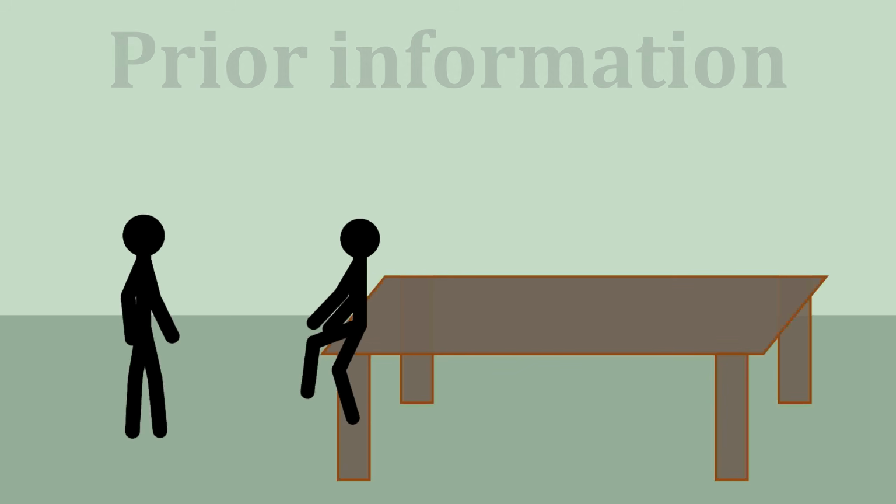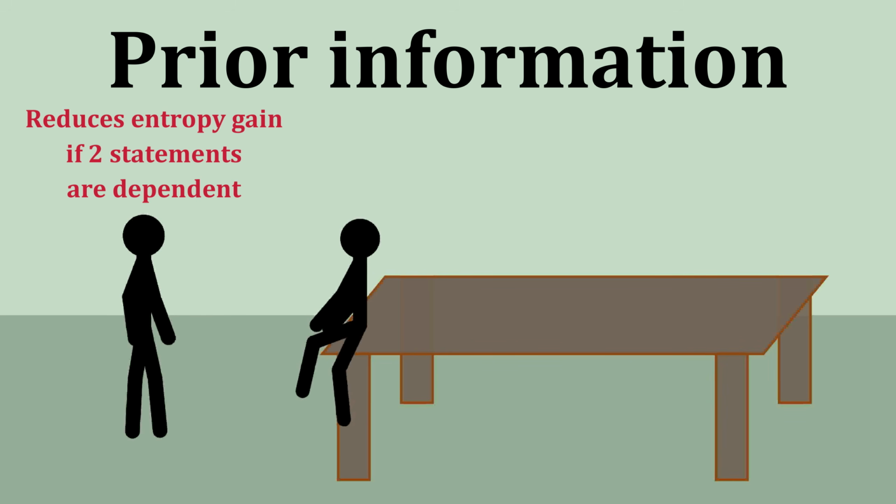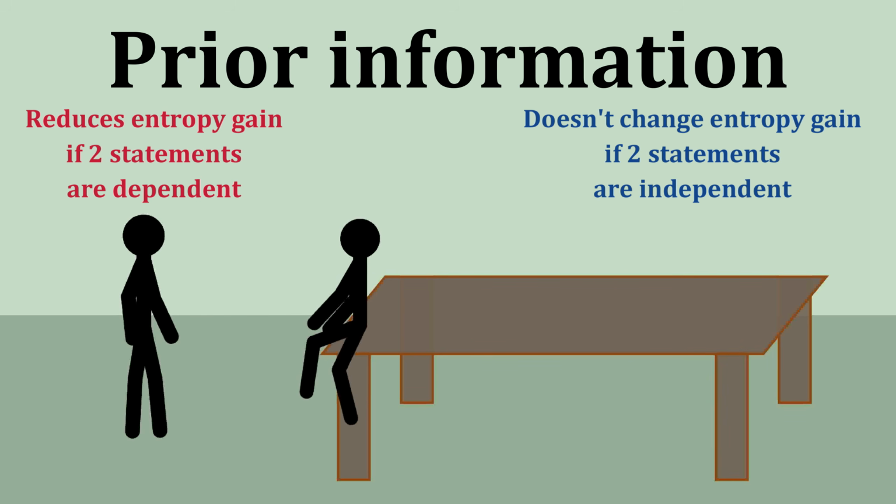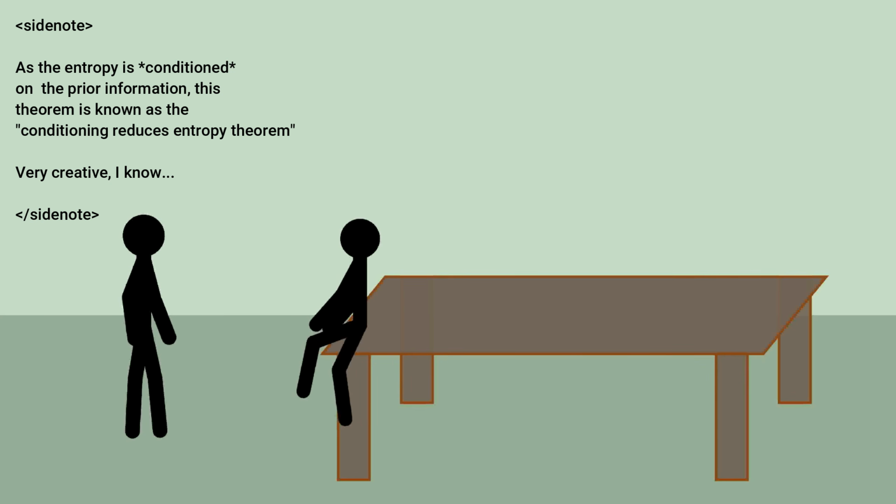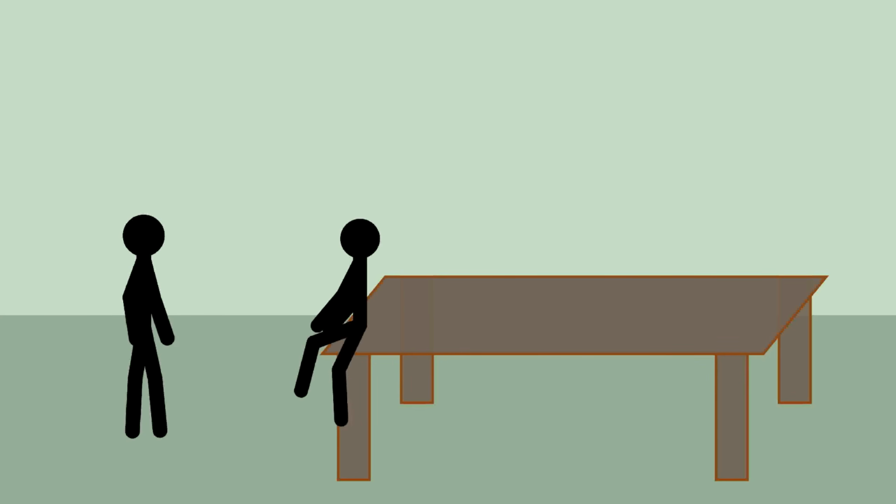In general, prior information can either reduce the entropy or leave it the same, but never increase it. Keep that in mind, it's going to be important later. Now let's stop with the examples and apply what we learned on our puzzle.